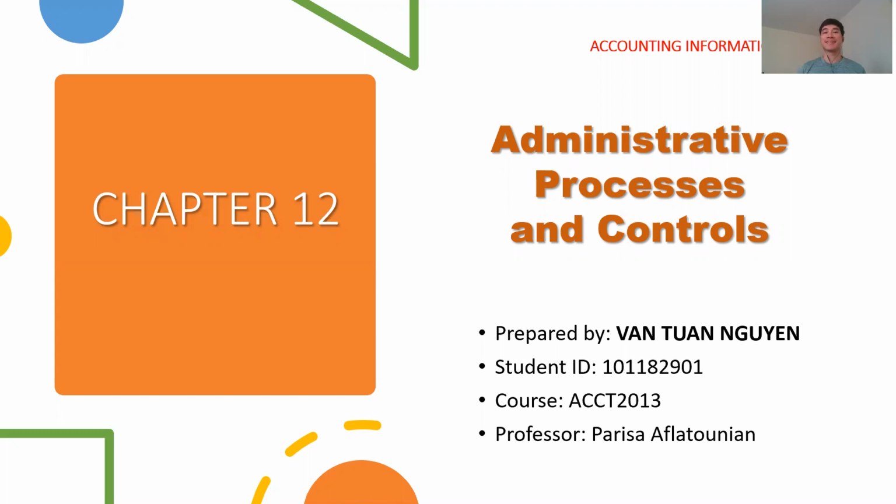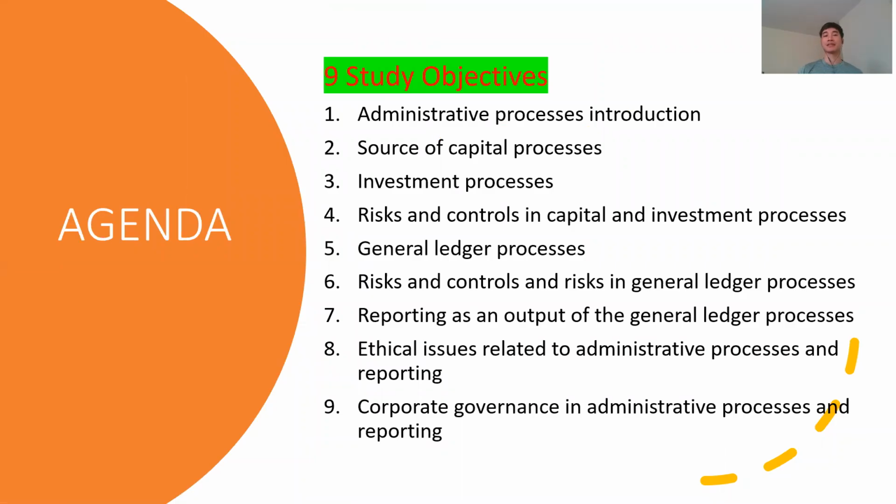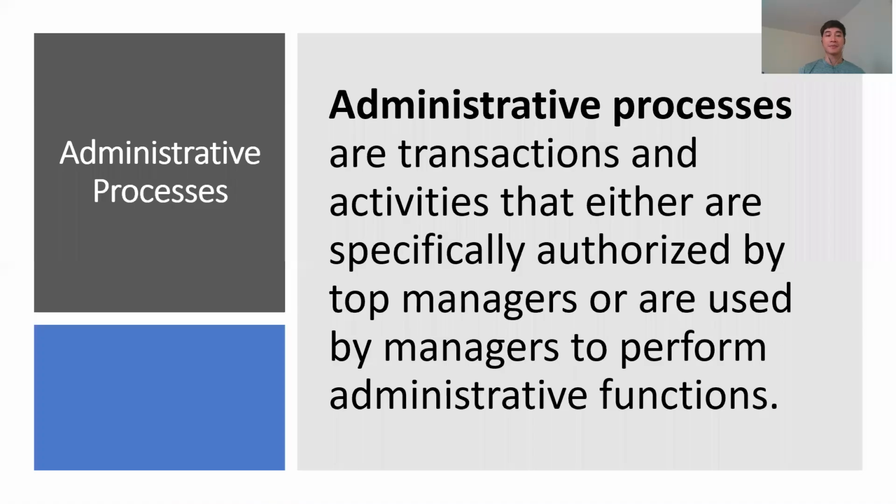Today I would like to present Chapter 12, Administrative Processes and Control. In this chapter, I would like to go through 9 study objectives related to administrative processes. So let's go to the first part, introduction. Administrative processes are transactions or activities that either are specifically authorized by top managers or are used by managers to perform administrative functions in a company.